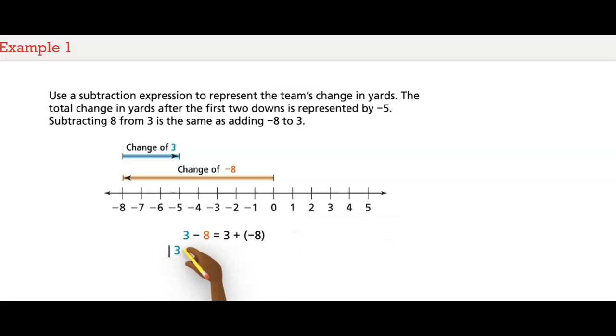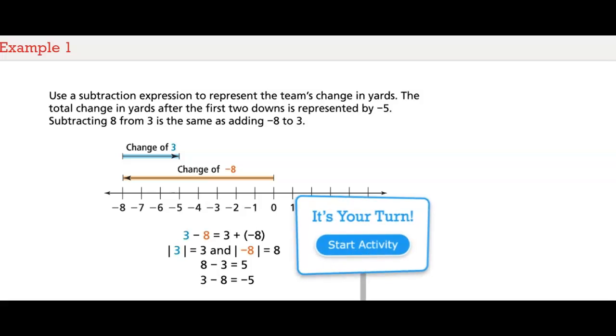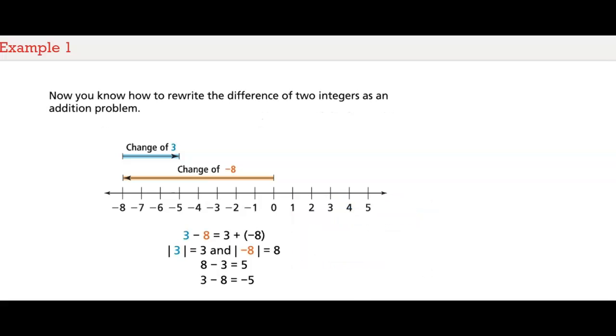The absolute value of 3 equals 3, and the absolute value of -8 equals 8. The difference of the absolute values is 5. Since -8 has the greater absolute value, the difference will be negative. So 3 minus 8 equals -5. The total change in yards after the first 2 downs is represented by -5. Now you know how to rewrite the difference of 2 integers as an addition problem.